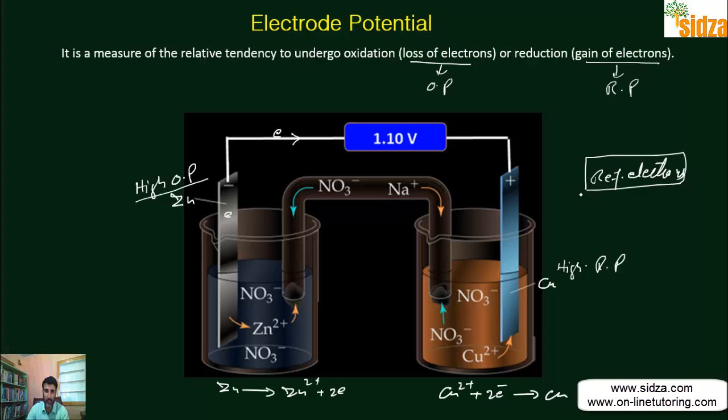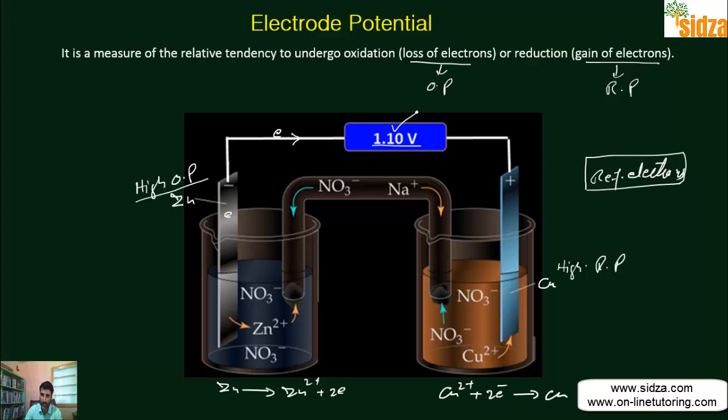We can calculate the electrode potentials, and for that I have a separate video. So we have a different video on this, on how to find the value of the electrode potential of a particular electrode by connecting it with the reference electrode. Now in this particular example, if you can see here, something like 1.1 volt, right?